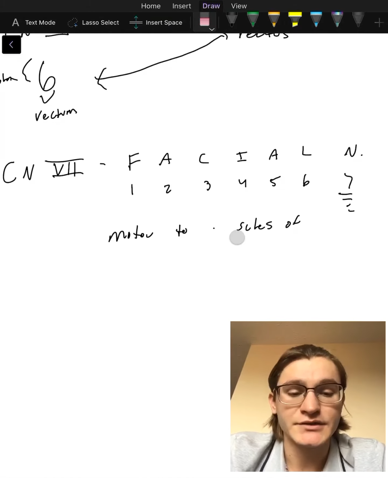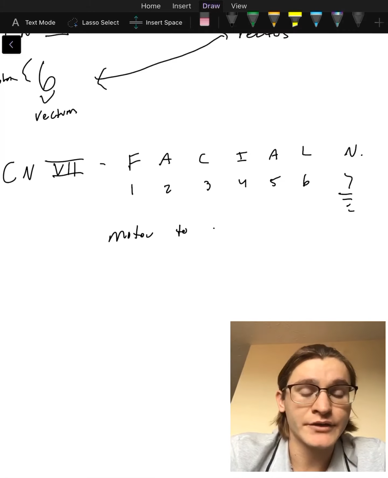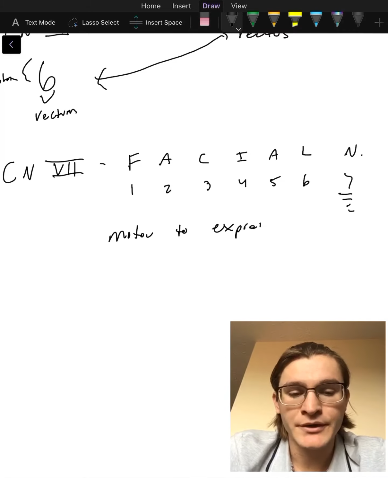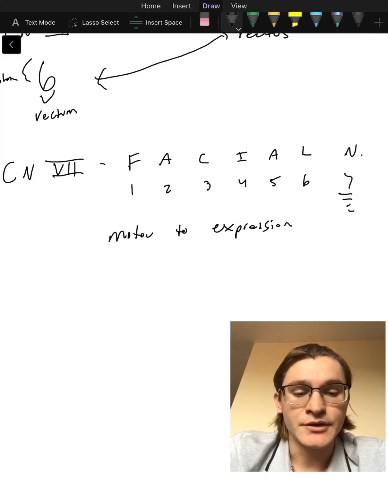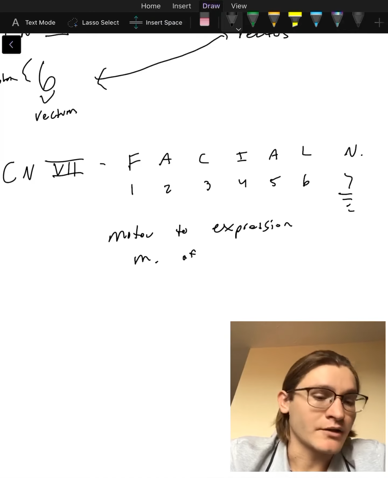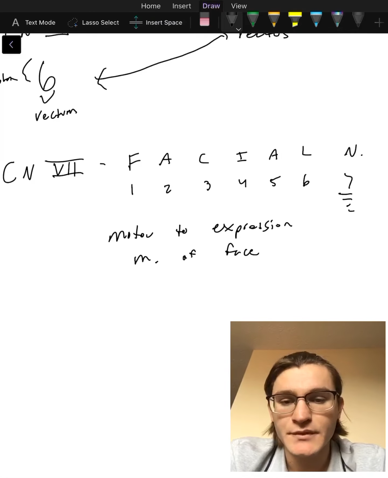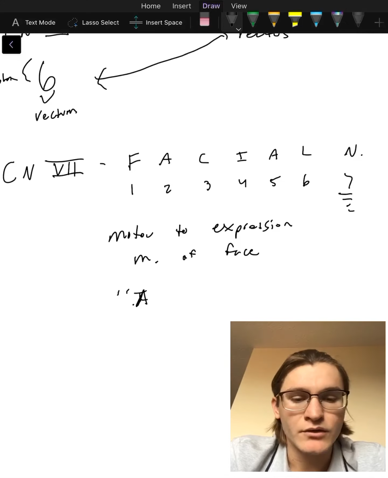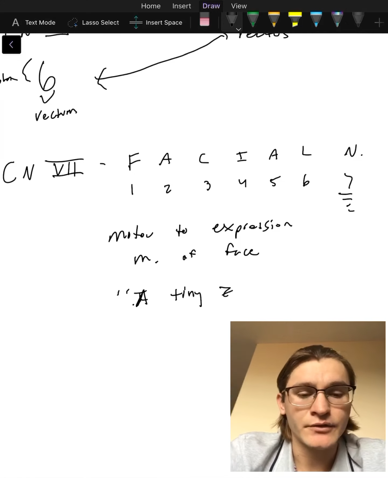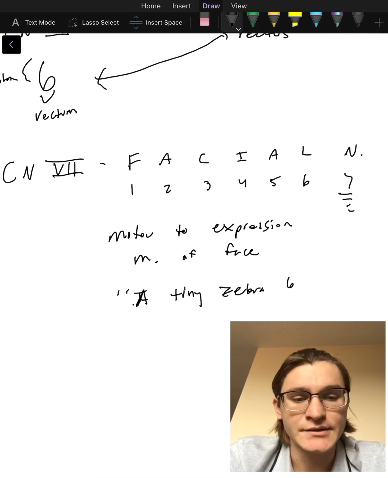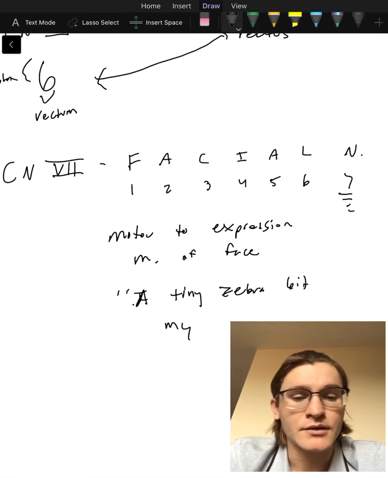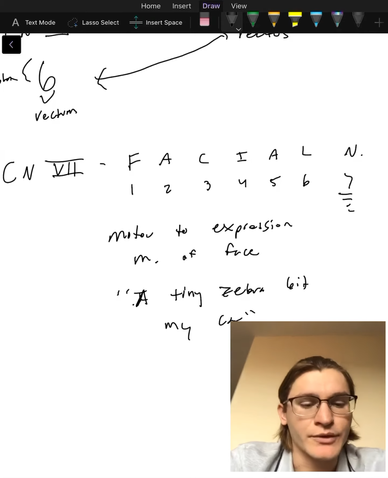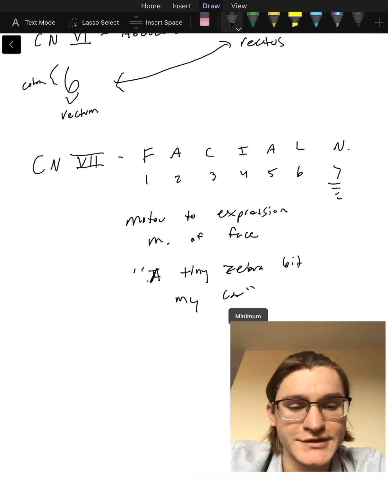And the expression muscles of the face I'll be covering in another video, but there's a mnemonic to remember it. It's a tiny zebra bit my cake or bit my car. So that is what it is, and I'm gonna write out the mnemonic. But once again, we're gonna go over those muscles in an additional video, not in this one. So a tiny zebra bit my car, or cake, or whatever you want it to bite, but something with a C, because that is another muscle.